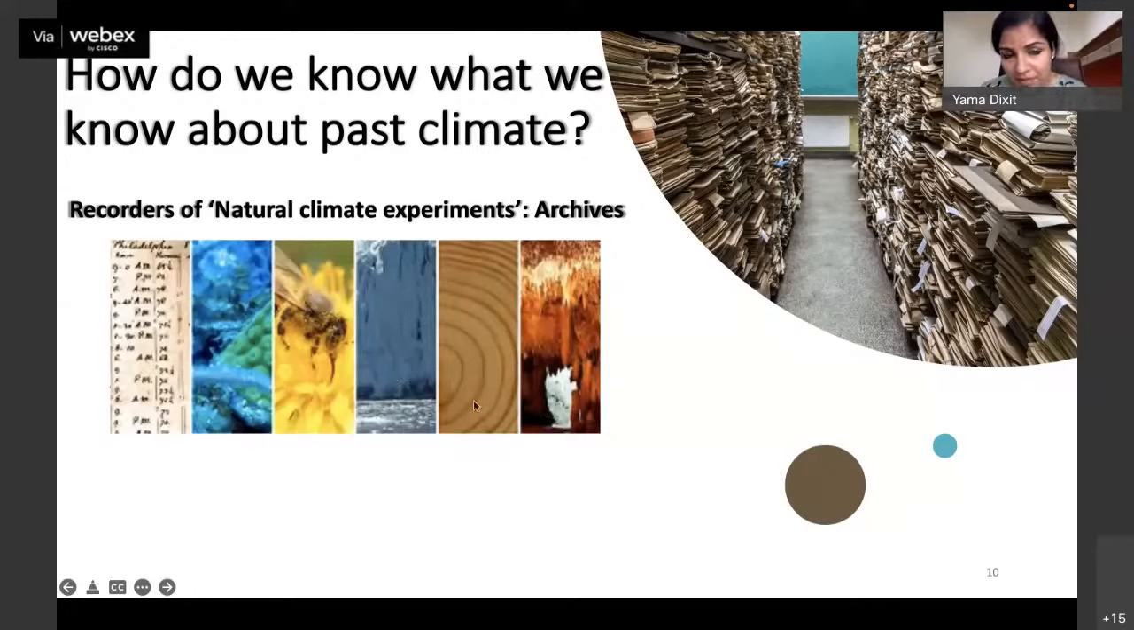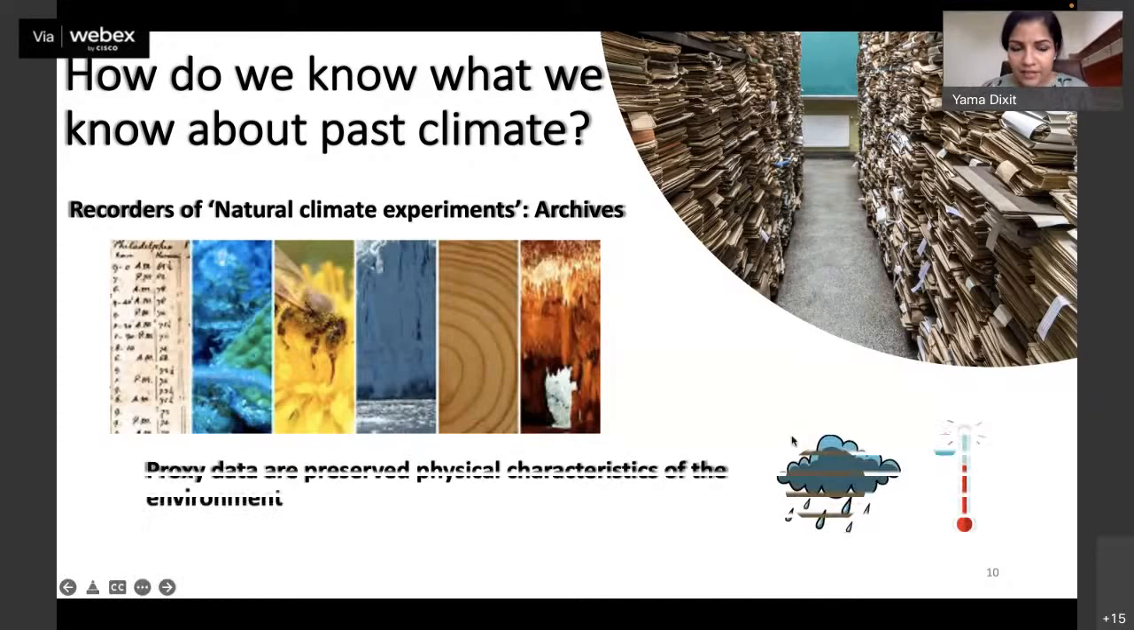This is a tree ring. When you cut the tree like that, you have rings of growth, and that can serve as an archive as well. All these archives are storing information of climate. And these are cave deposits, stalagmite and stalactite. These also can serve as an archive. Now, what do they record? They record something called proxy data, which is basically the physical characteristics of the environment. So changes in precipitation, rainfall, and temperature would be preserved in these archives.